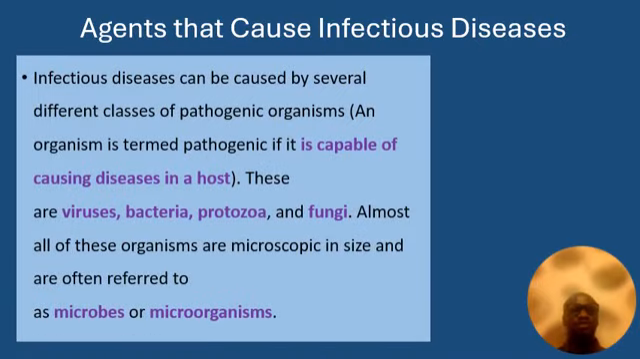Agents that cause infectious disease are largely pathogenic organisms, so to speak, and this includes viruses, bacteria, fungi, and so on. So pathogenic organisms are those organisms that are disease causing. They are microscopic in size, we can't see them with our naked eyes, and they are usually dispersed or spread in the community.